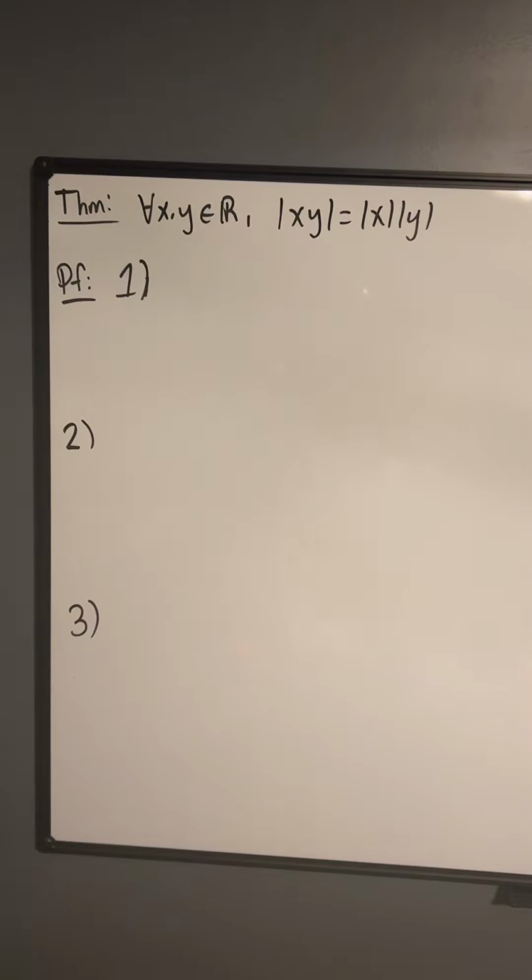All right, let's prove this theorem that says for all x and y in the real numbers, the absolute value of x times y is equal to the absolute value of x times the absolute value of y. So for this, we have three cases to consider.